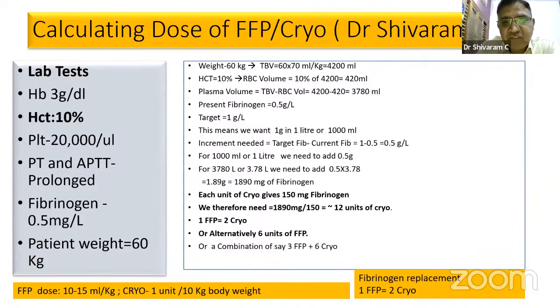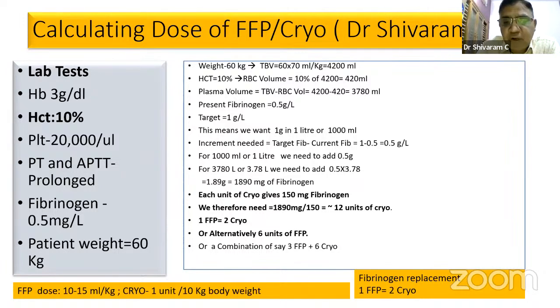Now RBC volume is 10%, which means 10% of 4,200 is 420 ml. So the plasma volume is the remaining 90%. So the plasma volume in this patient is 3,780 ml. Now, if we want to calculate and transfuse the right dose of fibrinogen in the form of FFP or cryo or fibrinogen equivalent from pharmacy, this is how we can go about it. Presently, the fibrinogen level in the patient is 0.5 gram per liter.